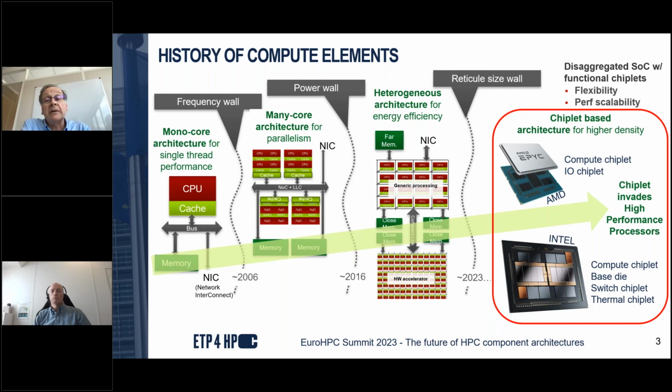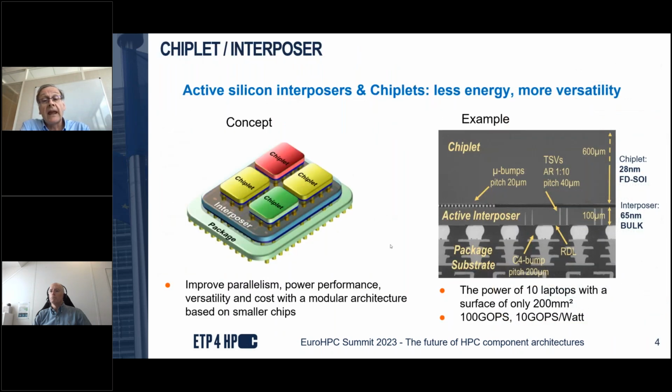But let's see a little bit more what this idea of a chiplet on interposer is. The idea is, instead of having a big monolithic silicon, you cut it into smaller pieces that have a lot of advantages. First, the yield. If you have a smaller chip, then it is more unlikely that there is a defect in it.